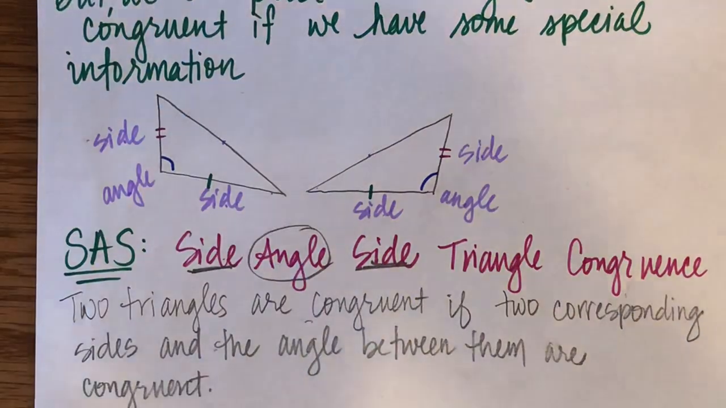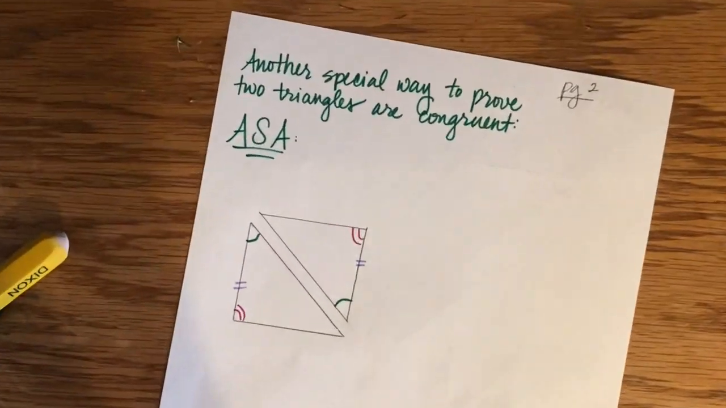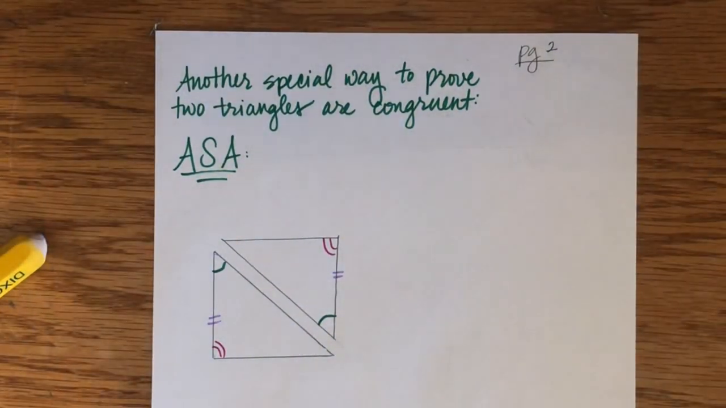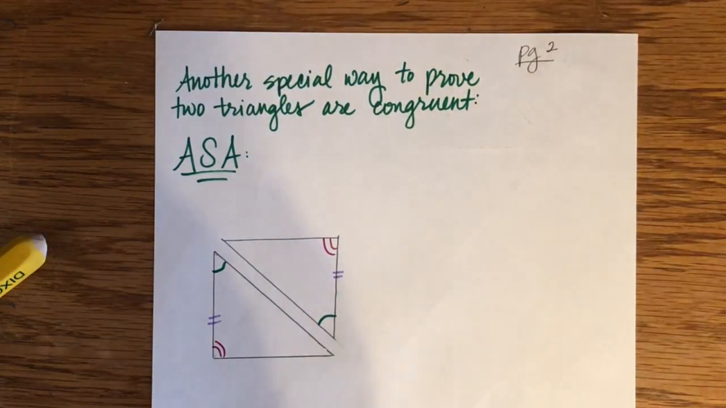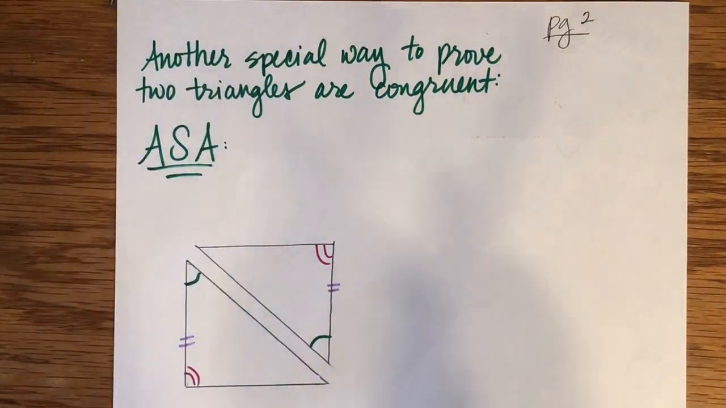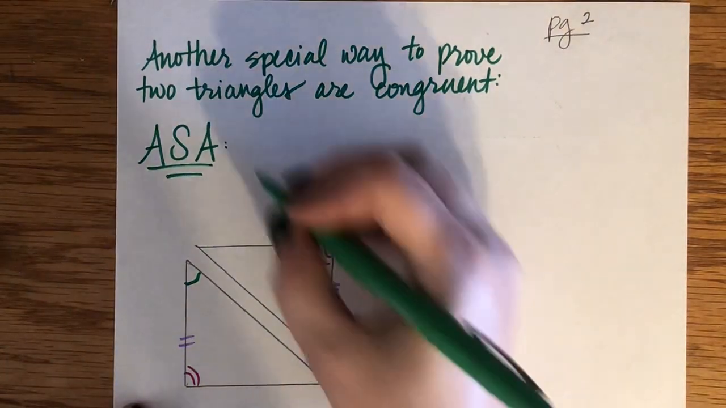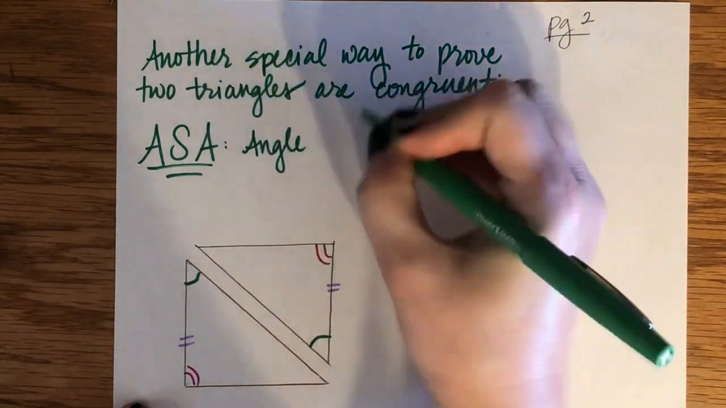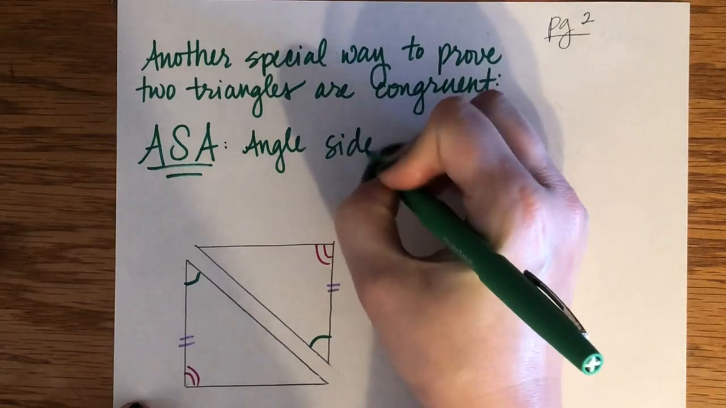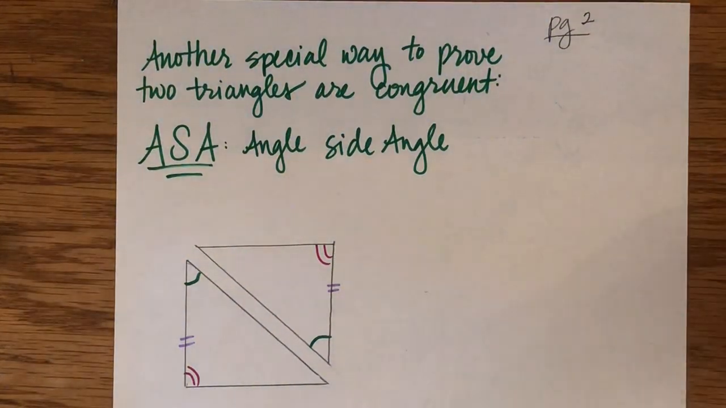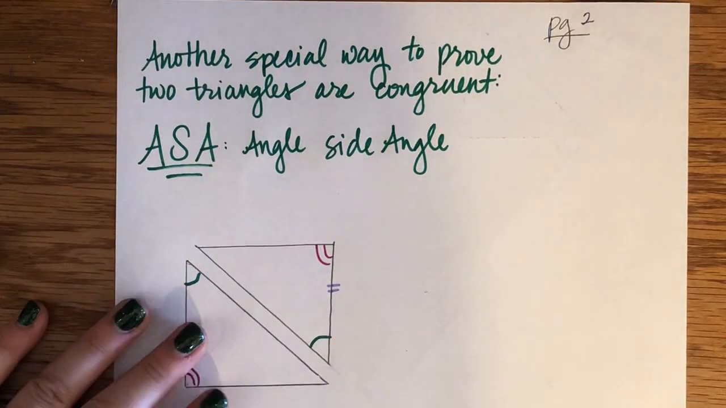We have another one, and that is ASA. And a lot of you guys can probably guess, and when we're in class together, I always have my students guess, and they usually guess what it stands for, and that is angle side angle. So it's just the opposite. The same exact definition, but now instead of 2 sides and an angle in between them, we're going to have 2 angles with a side in between them.